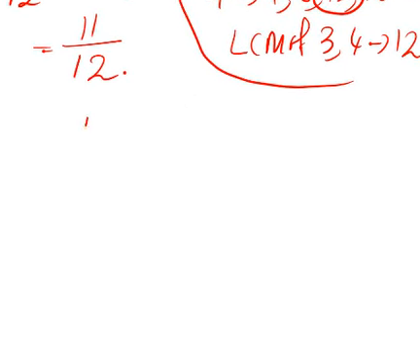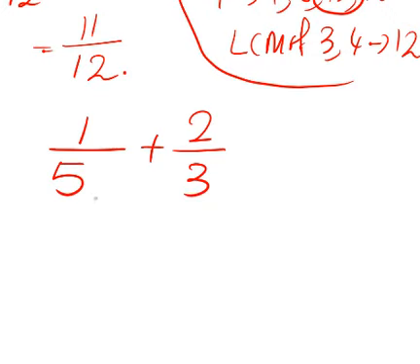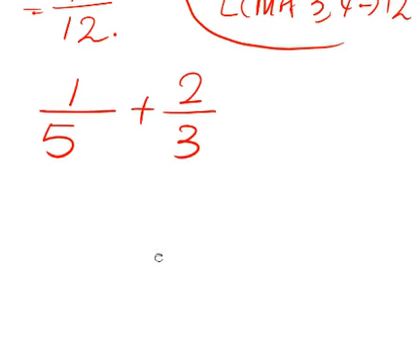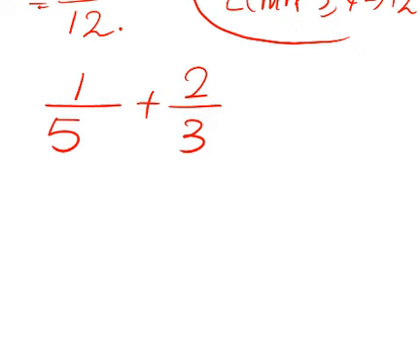For example, 1 over 5 plus 2 over 3. Okay, so here we can see that they are unlike fractions. That means their denominators are different. So we have to make the denominator same. So how can we do that?